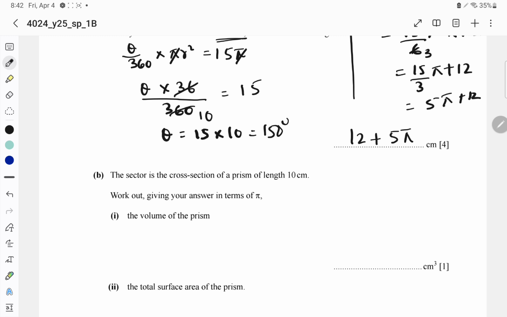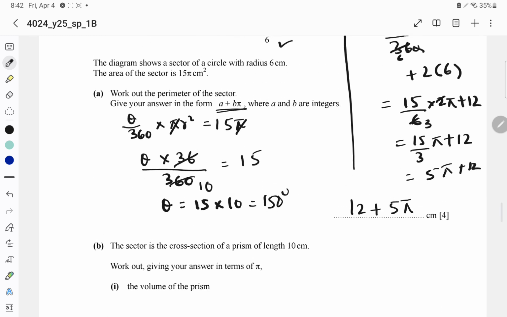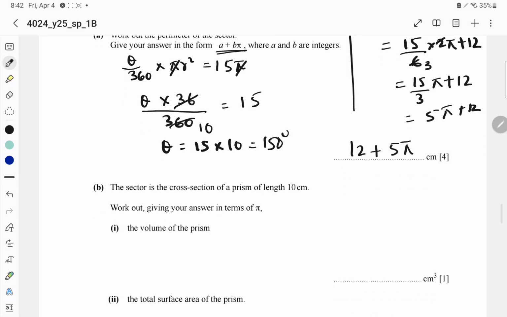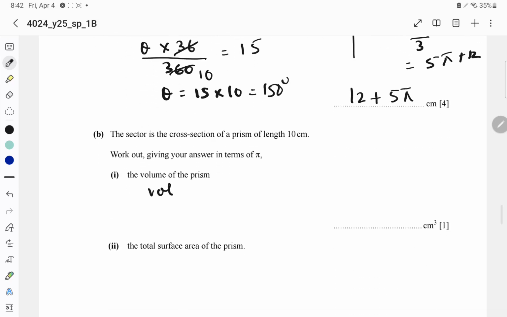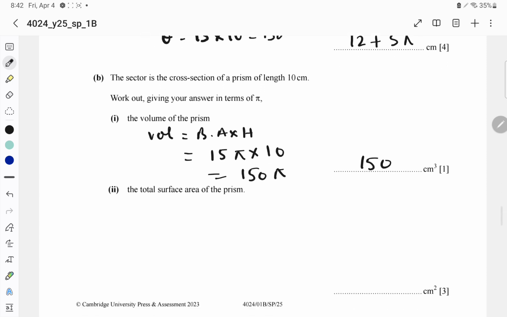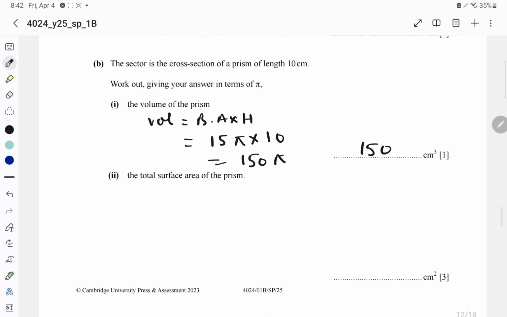The volume is base area multiplied by height. And the area, we know it's given in the question, was 15 pi. So volume is equal to base area multiplied by height, or the length they have given us, that is 15 pi times 10, which is 150 pi. 150 pi cubic centimeters is the answer for the volume.